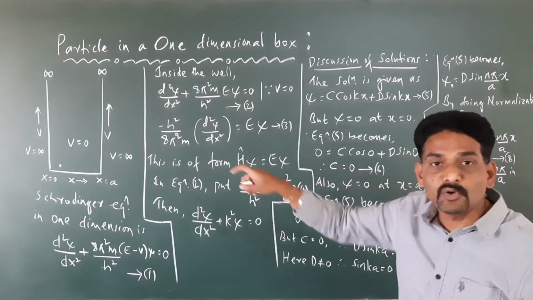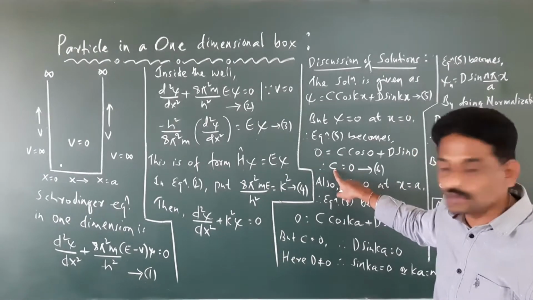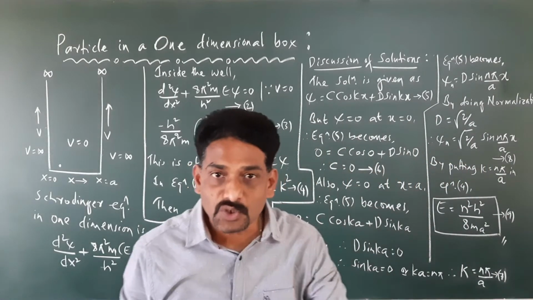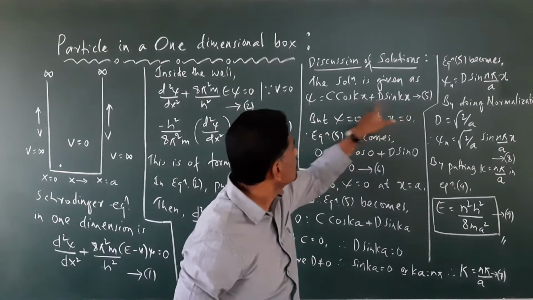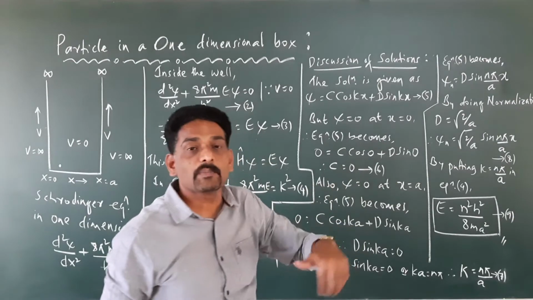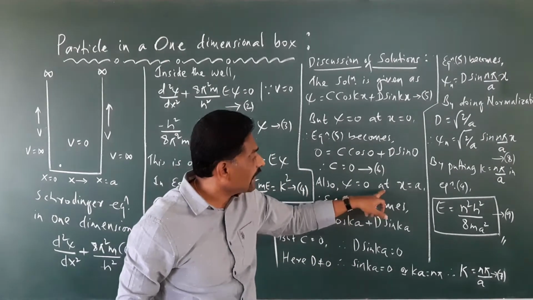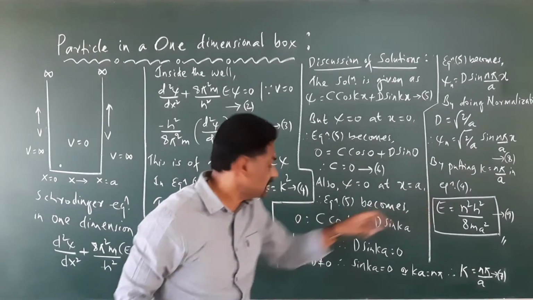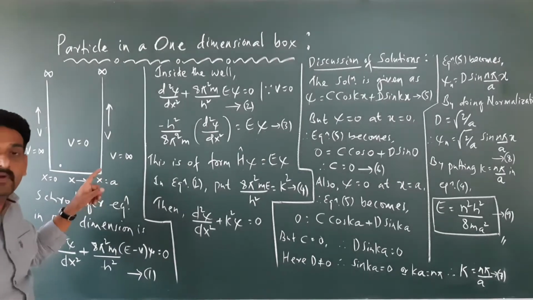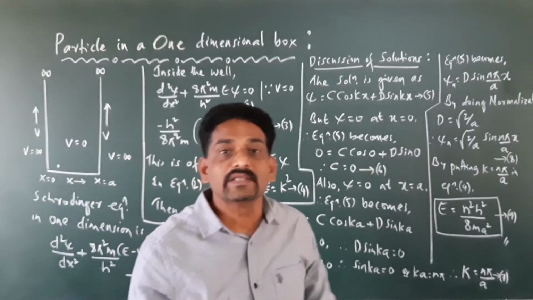So by applying this boundary condition, we got the value of c, and the value of c comes out to be equal to 0. So we obtained the value of one constant of this equation, that is c, which comes out to be equal to 0. Then we apply one more boundary condition. What is that? Psi equals 0 even at x equals a, means again on this wall, the value of psi is given as 0. Why? Because again on the other wall there is no particle.